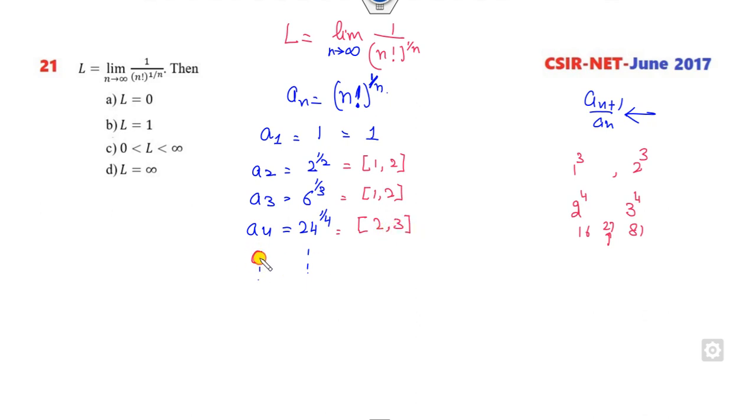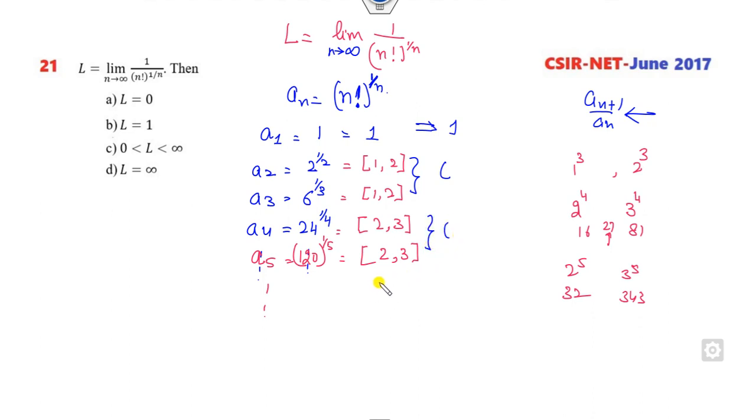If I find the value of a5, it is 120 raised to power 1 by 5. Again we know 2 raised to power 5 is 32 and 3 raised to power 5 is 243, so it lies between 2 and 3, and so on. So clearly the first value will be 1, the next lies between 1 and 2, the next lies between 2 and 3, and so on.